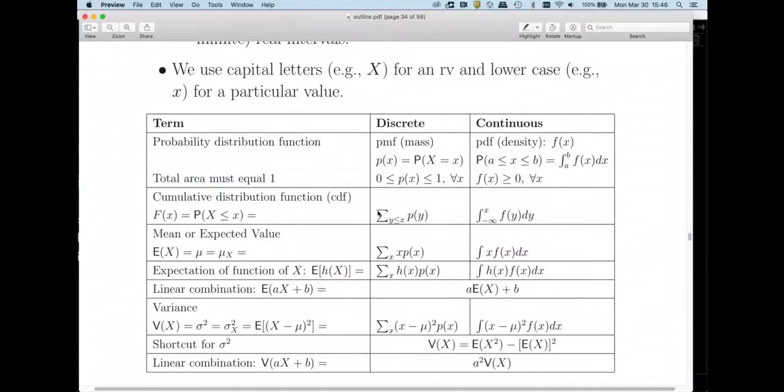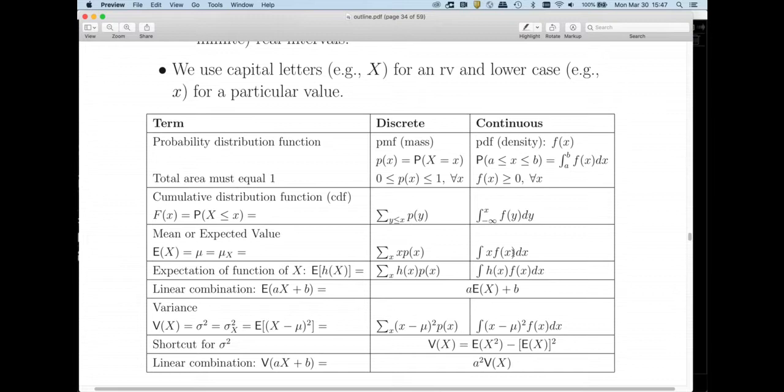All right. The next thing that you probably did back in probability theory was to compute the mean or expected value. The definition of the expected value in the case of a discrete random variable is that we're just going to compute the sum of x times the PMF. In the case of a continuous random variable, it's the integral of x times the PDF.